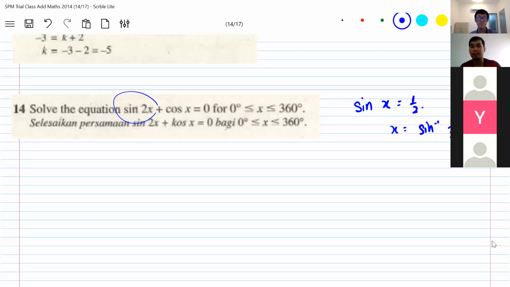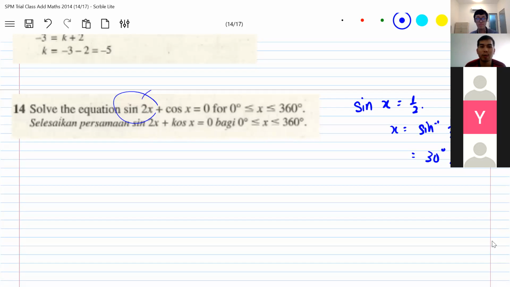arcsine this, right? Shift sine this. You can do that on your calculator. Just shift sine that. And then you get 30 degrees, right? In fact, there are two answers, 150 and 30. I'll explain that further. Okay, but now you have this equation, sine 2x plus cos x equals 0.